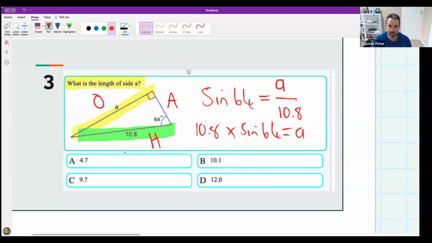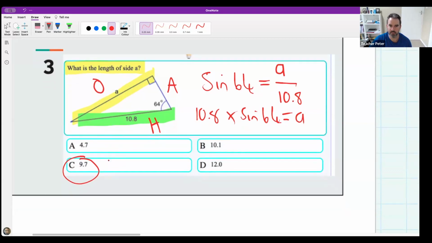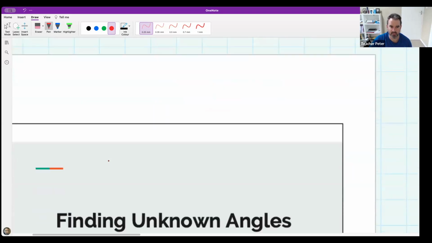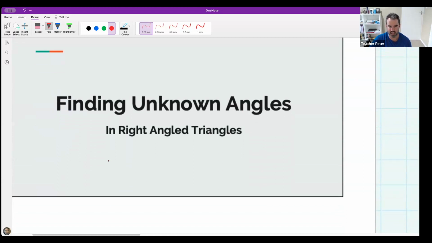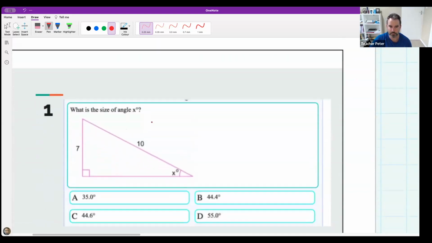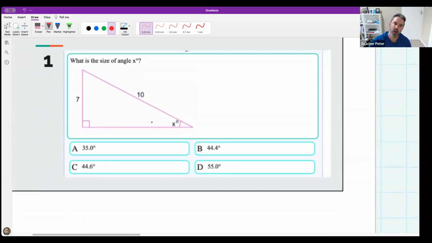Okay, I get 9.7. Yep, so I get C. Awesome. Okay, so we know what we're doing with this. This is good. Now, the last thing that we need to be comfortable with from grade 10 trig is finding unknown angles in right triangles. So how does this change? Well, instead of giving us an unknown side, they give us one side and they give us another side. And we have to build a little trig equation.